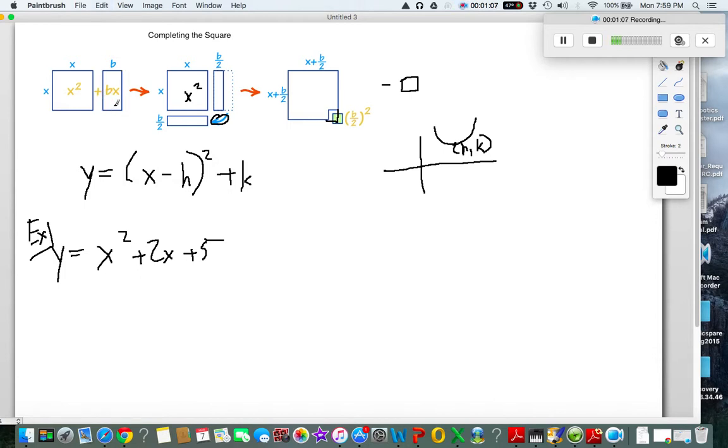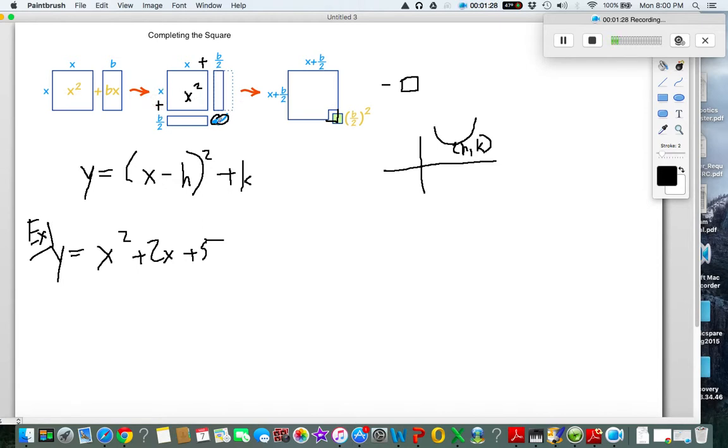To complete the square, we're going to take this rectangle and cut it in half, and we're going to place one half along each side. So now this side is x plus b over 2. This side is now x plus b over 2.